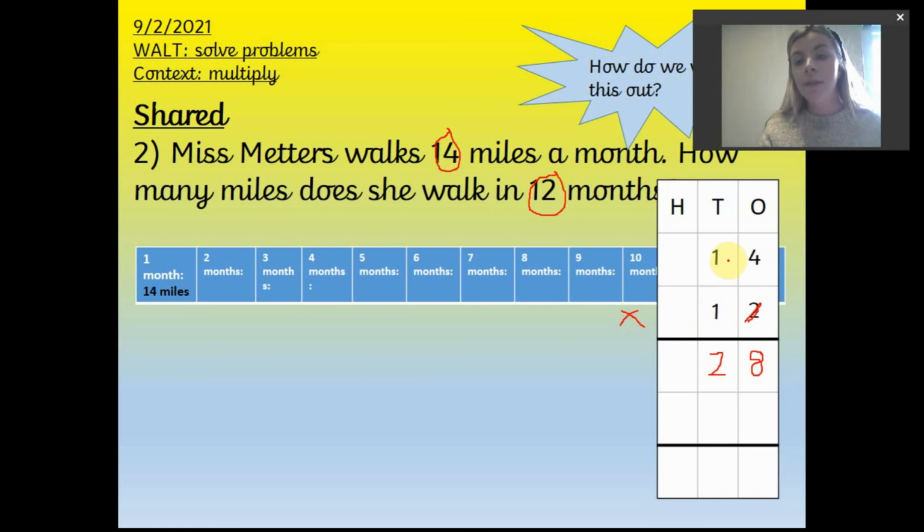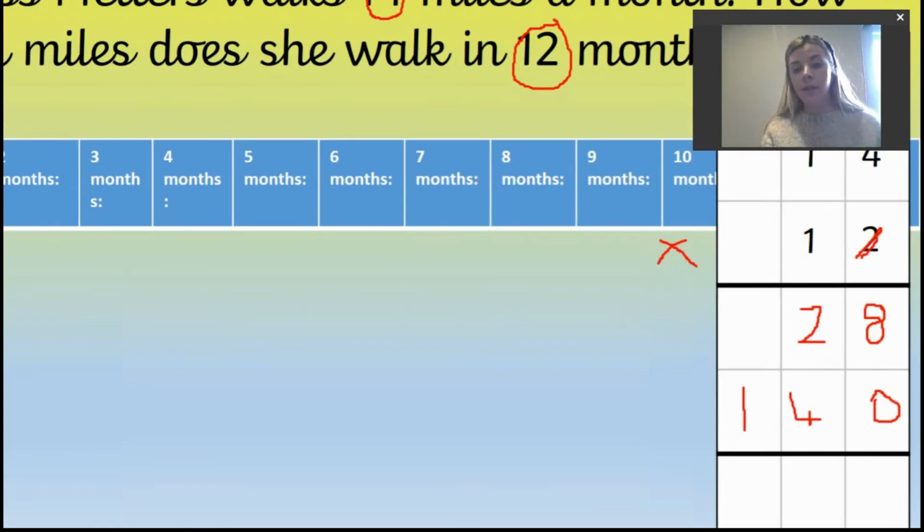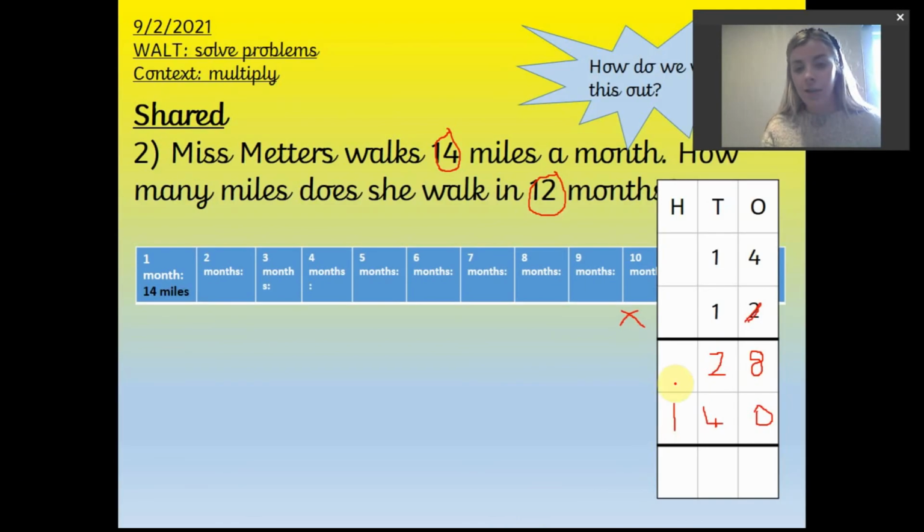Now I need to do 10 times 14. So I'm going to start with the 10 over here, and we're going to multiply that by 4. So 10 times 4 is obviously 40. And now we need to do 10 times 10. So 1 times 1 is obviously 1, so 10 times 10 is going to be 100. So we go over to our hundreds column. We don't need to carry because there's nothing. Oh, blimey, there's nothing in the hundreds column.